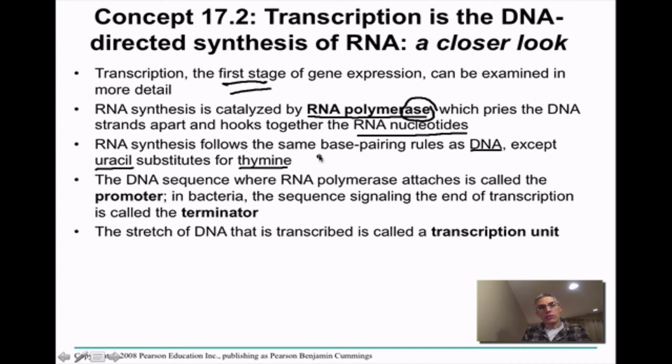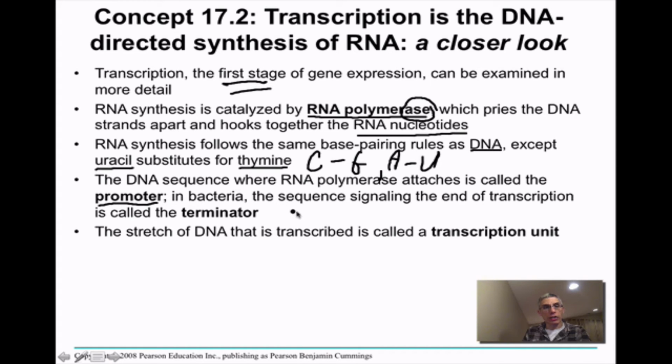So in this case, C is still going to pair with G, but now in DNA, A used to pair with T, but now A actually pairs with U in RNA. Now the DNA sequence where RNA polymerase attaches is going to be called the promoter region.